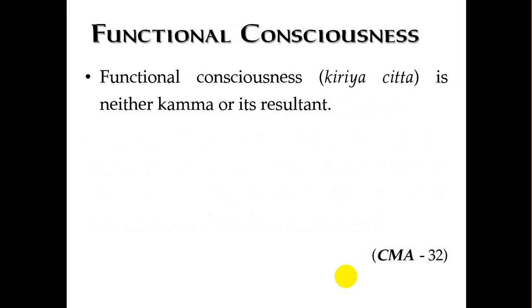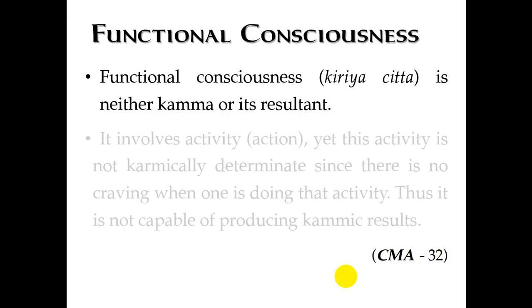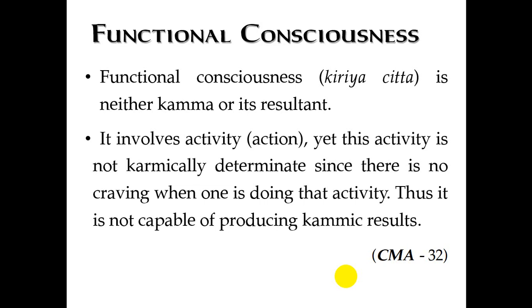Functional consciousness is neither karma nor resultant. It's quite clear. It's another type of citta. It involves an activity. Normally, we have 20 types of functional consciousness according to Abhidhamma. Out of these, in your mind as a puthujjana, in my mind as a puthujjana, only two types of functional consciousness can occur. The rest of the 18 can arise only in the minds of arahants.